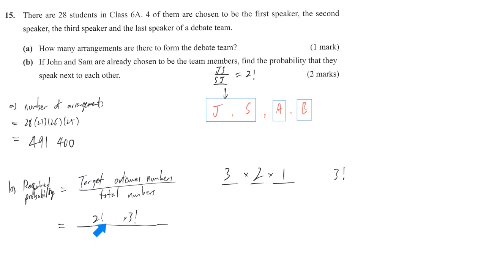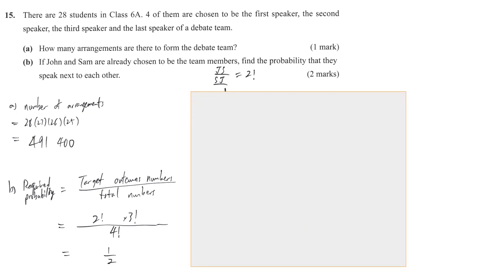And then the total possibility is without any constraint. That means now I don't consider the block, but I just simply consider J, S, A, B randomly rearranged. Then we have 4 spaces, that means 4 times 3 times 2 times 1. So this is 4 factorial. Then we get 1 over 2.